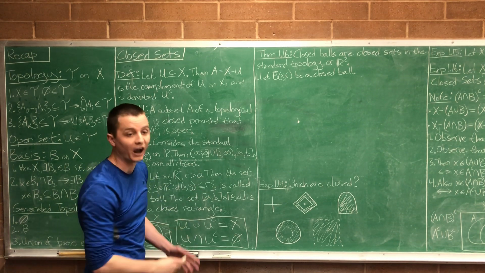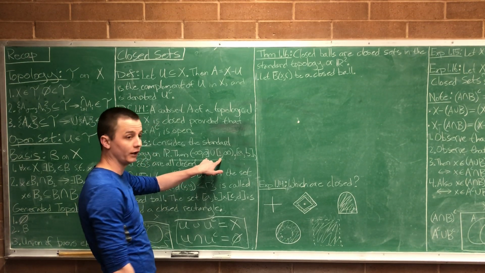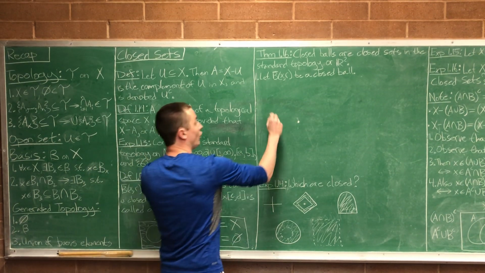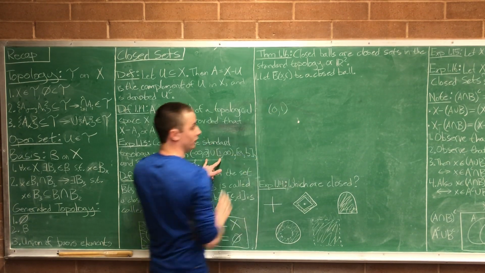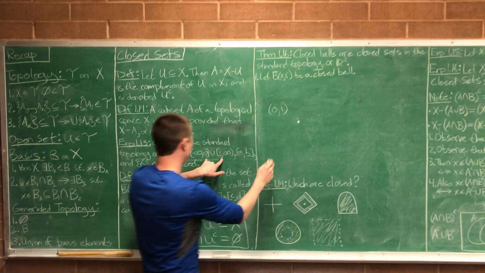Yes, this set is closed. How do I know it's closed? Because its complement, what is the complement of this in R? The complement of this in R is (0, 1). Do you understand what this looks like? Is it hard for us to get that in our heads?